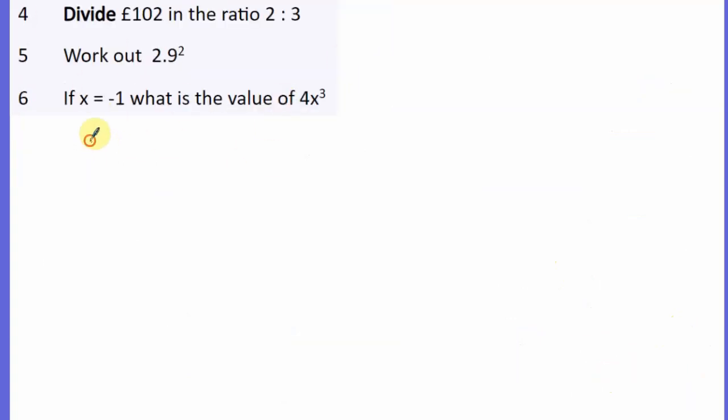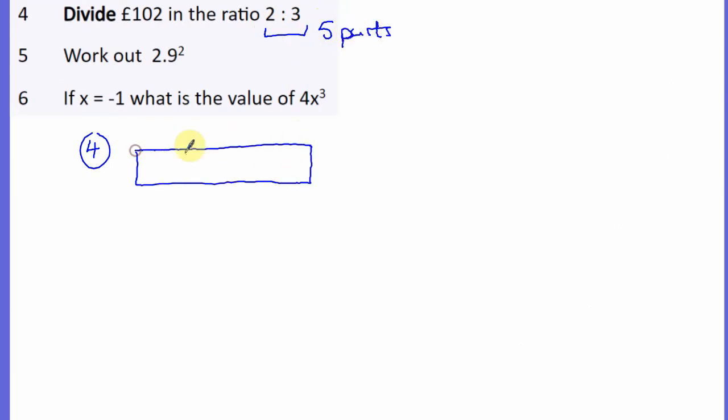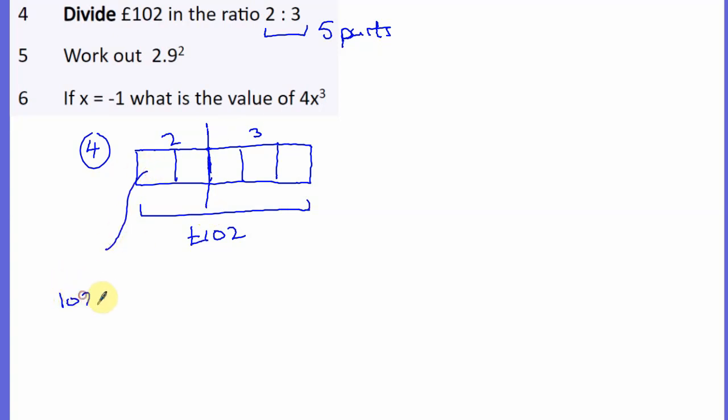Question 4, splitting into the ratio. So there's 5 parts here. So if we were to draw a box for this, and we draw a line down to split it in the ratio 2 to 3. This whole system equals £102. So to find what one box would be, we're going to do 102 divided by 5.